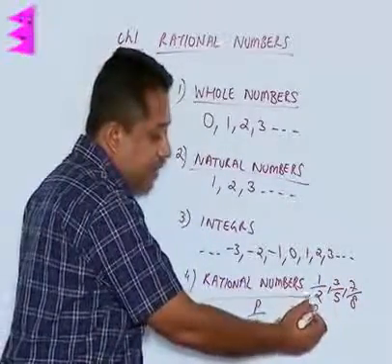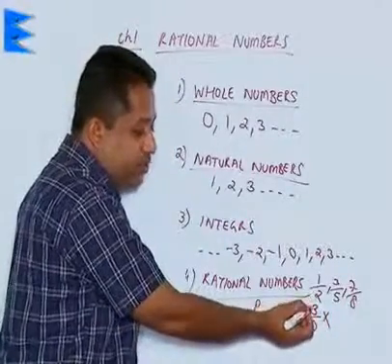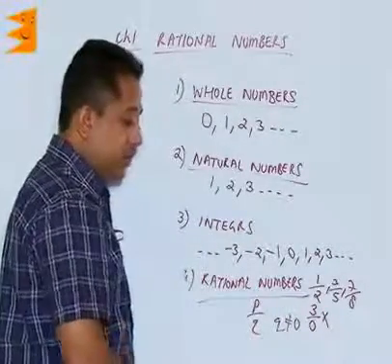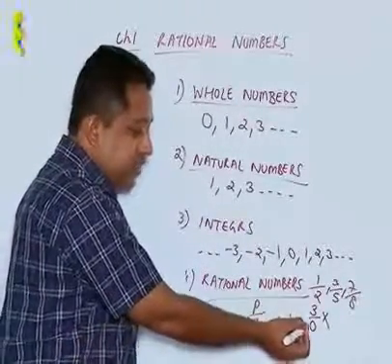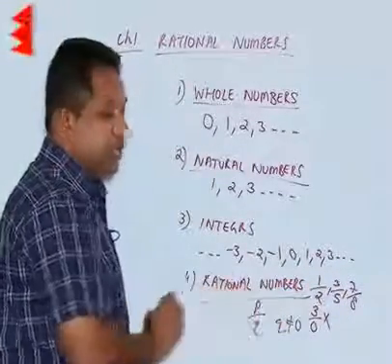But when we take 3 upon 0, it is not a rational number because it is impossible for us to divide any number by 0. Because the result is infinity or not defined. So, except for this case where the denominator is 0, all other fractions can be considered as rational numbers.